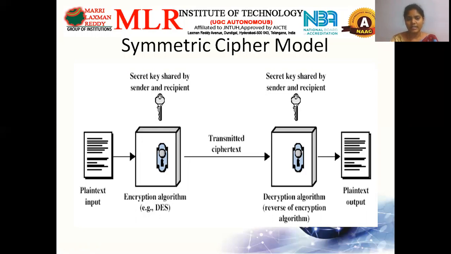The important thing is that in a symmetric cipher model, you have only a single key, and that is shared by both the sender and the receiver. If it is K, both the sender and receiver will share the key K. In asymmetric cipher, you have keys K1 and K2, one a public key and the other a private key. But here it's not like that.